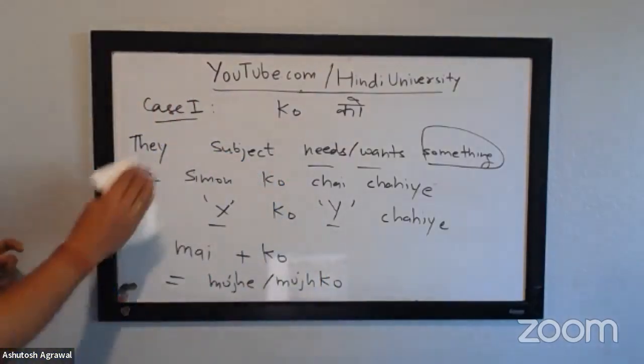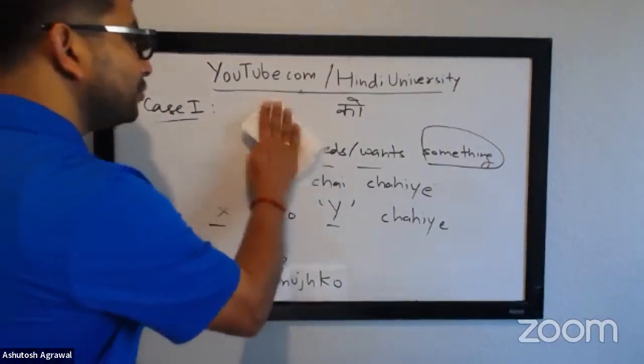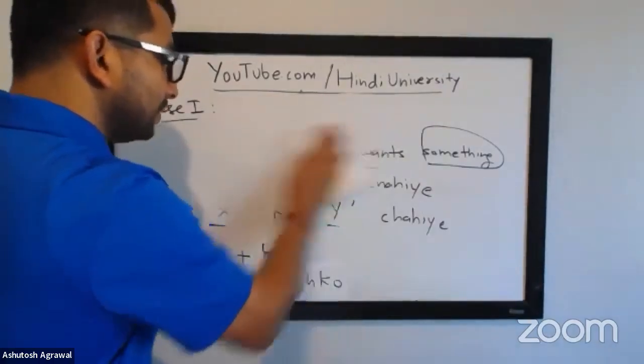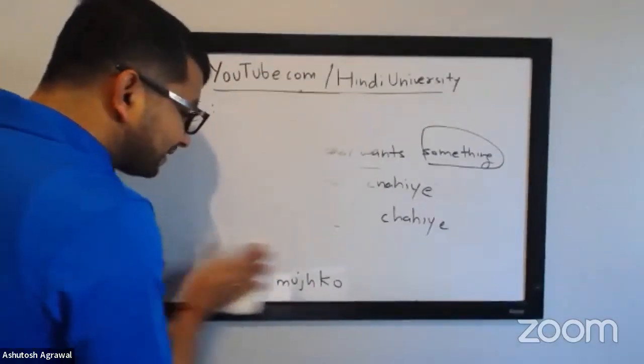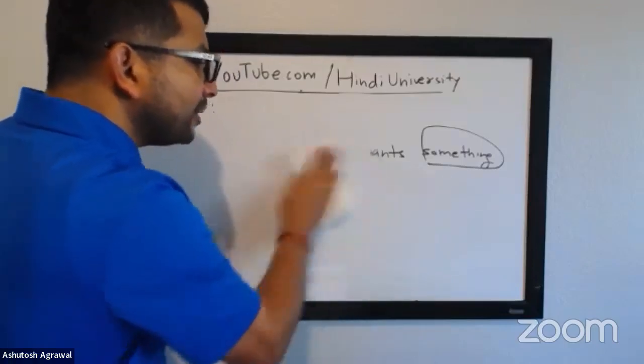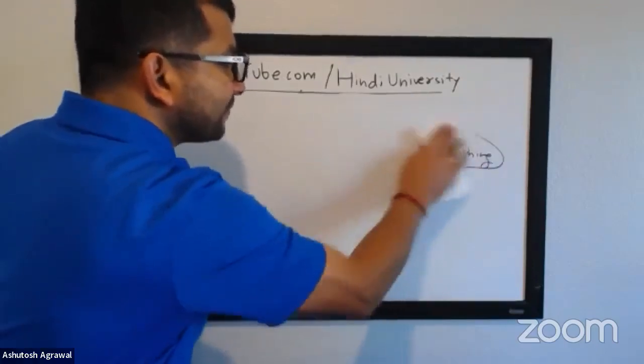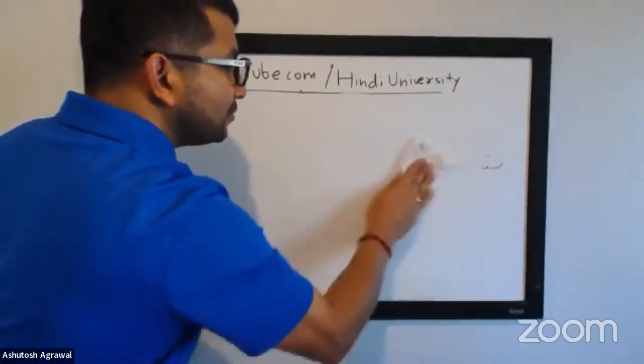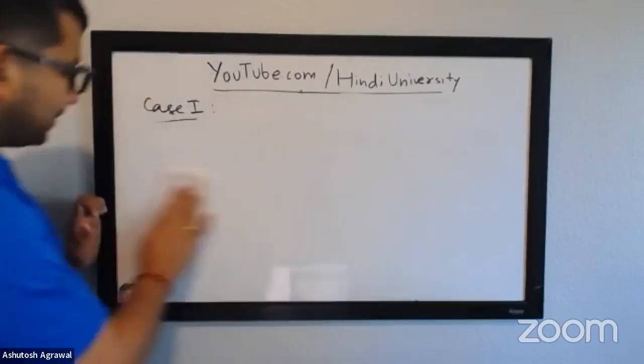We'll jump to case number 2. Okay, so just remember the pattern. Subject को x को y चाहिए, and then you'll be able to put in the details there. Okay. Now let's do the next use case. Use case number 2.